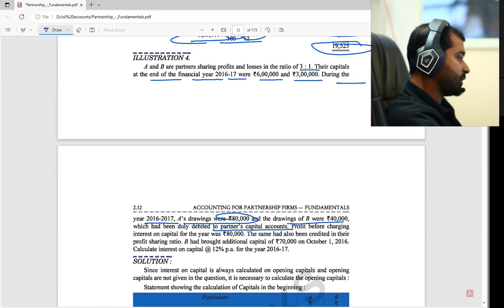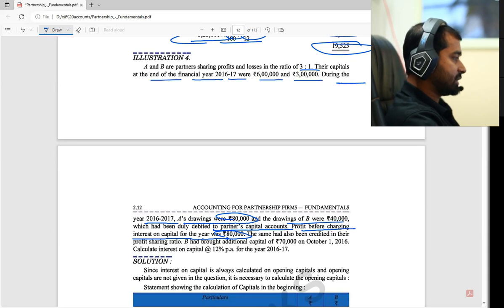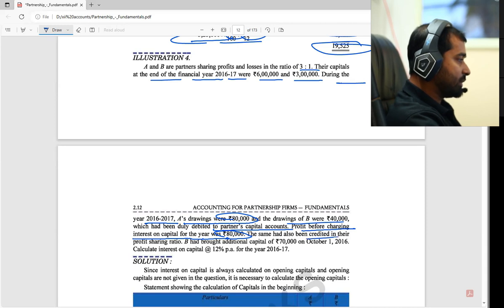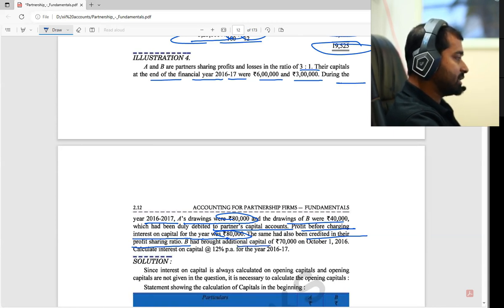reduced. Okay. Profit before charging interest on capital for the year was 80,000. Interest on capital not charged yet. Okay, the profit was 80,000. The same had also been credited in their profit sharing ratio. Let's see what is the meaning of that. B had brought additional capital of 70,000 on October 1, 2016. Calculate interest on capital at 12% per annum.